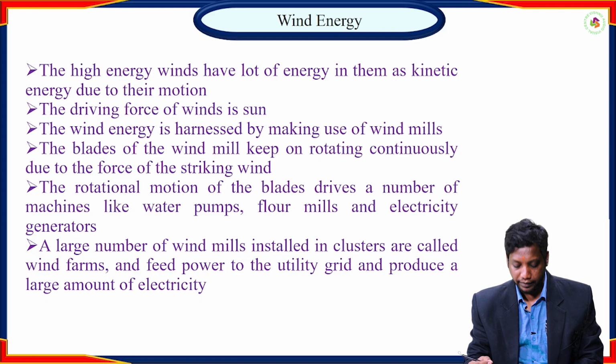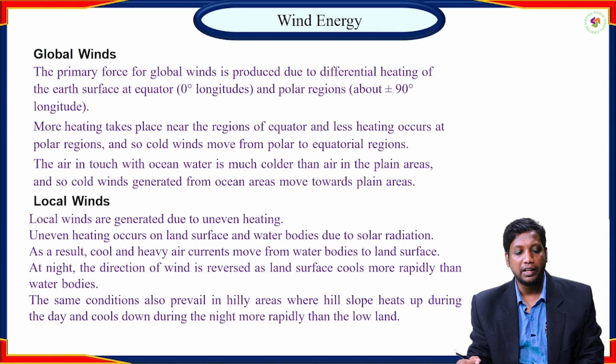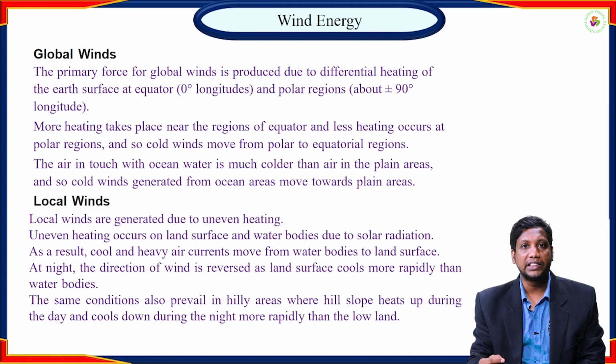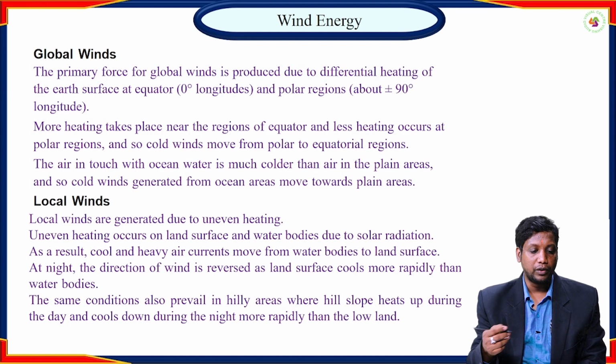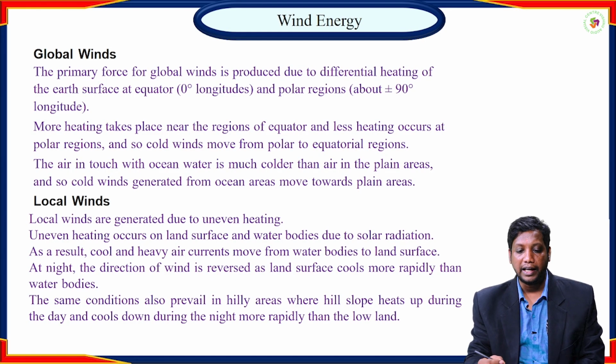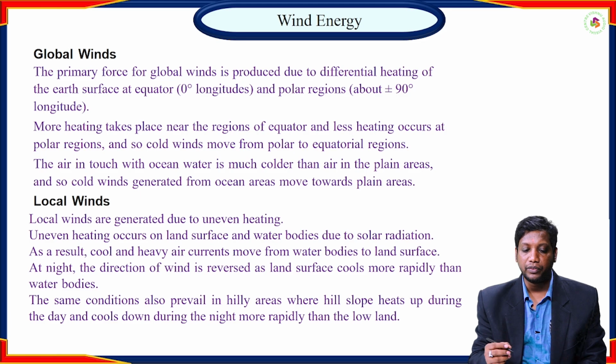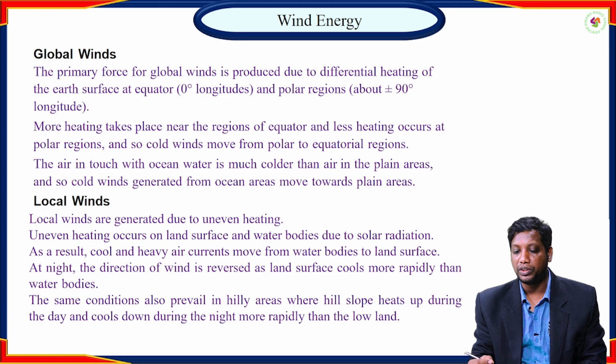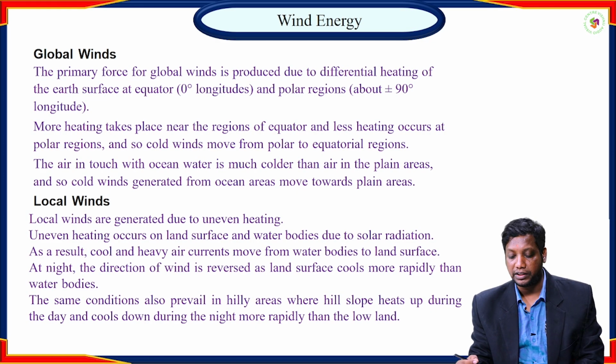So we can establish the windmill in various ways, and we can classify the wind as global winds and local winds. Global winds are the primary ones, produced due to the differential heating of the Earth's surface at the equator and polar regions. That is about global wind. And local winds are generated due to the uneven heating that occurs on land surfaces and water bodies, which are responsible for the local winds.